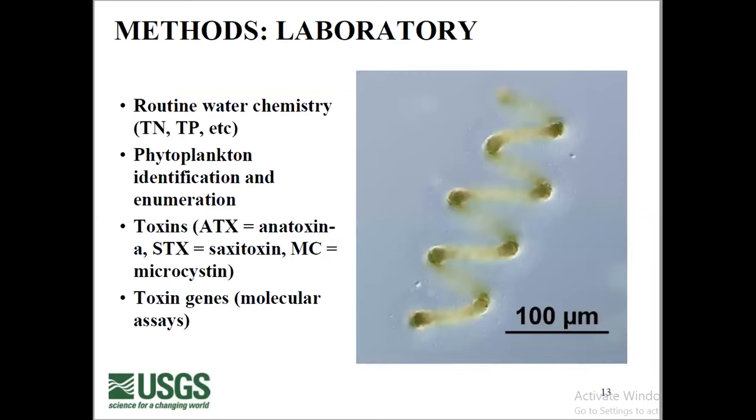In the laboratory, we did routine water chemistry. This included total nitrogen, total phosphorus, and the dissolved species of nutrients as well. We looked at phytoplankton and did phytoplankton identification and enumeration and biomass. We analyzed toxins in 2016 and 2017. We did this by ELISA. And we analyzed anatoxin, saxitoxin, and microcystin, but cylindrospermopsin as well, although we only had a few hits of cylindrospermopsin. Then we looked at the toxin genes with molecular assays. Next slide.